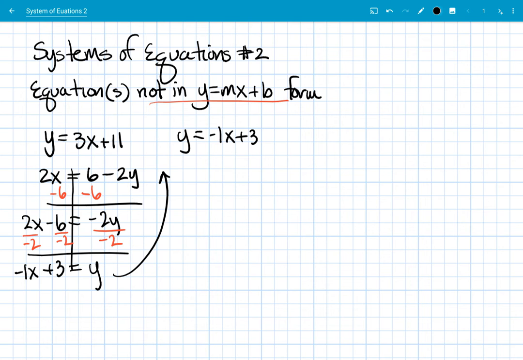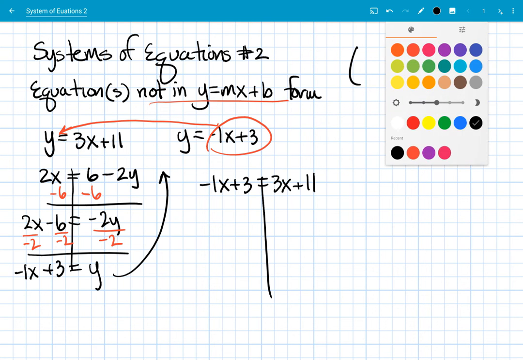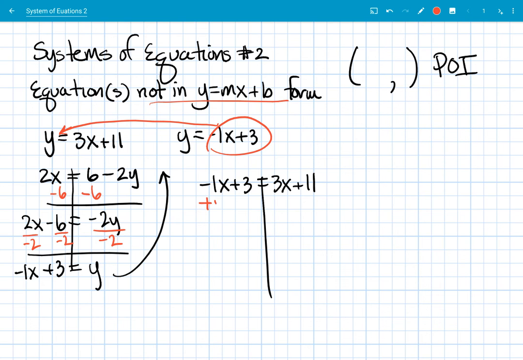And now we can do the equal values method like we did the other day. So this quantity can be substituted in place of y in this equation, and that'll get us started. So that's going to give me negative 1x plus 3 equals 3x plus 11. All right, now we'll solve this equation, and that'll give us the x value for the point of intersection. So here we go. I'm going to add this x, and that's going to get us 3 equals 4x.